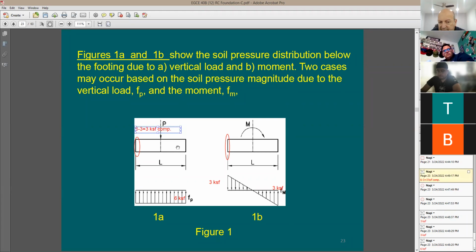Okay, makes sense? Yeah. How about the right side? I'm going to say the right side here is going to be compression of 6 plus 3 KSF, also compression, which is going to be 9 KSF.